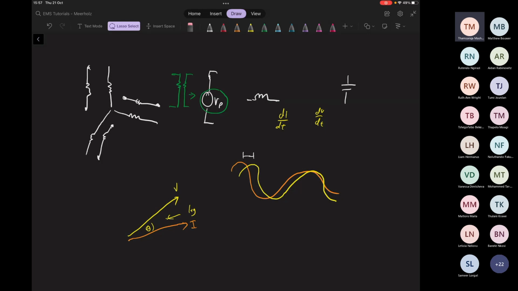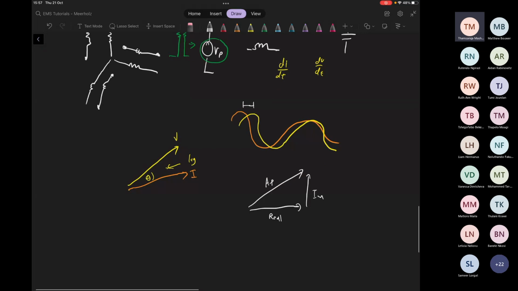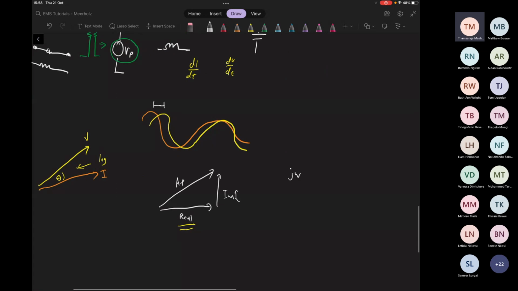What you actually send to your motor, let's say, is only the real part. If you draw your little power triangle like this, there will be the apparent, the real, and the imaginary. The actual thing that's doing the work, that's actually going to cause things to move in the motor, is only your real power.